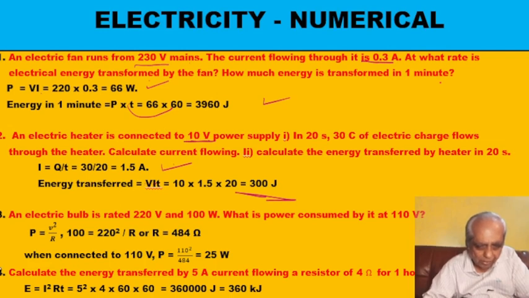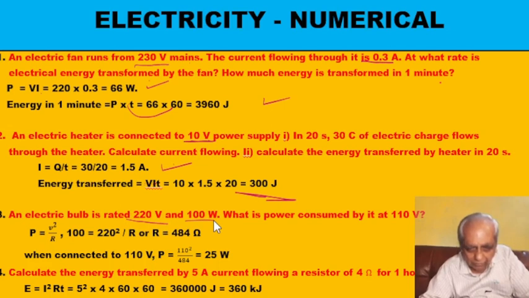Is it all right? So we'll go to the third sum. An electric bulb is given with the rating 220 volt and 100 watt. It asks what is the power consumed at 110 volt. So I should first find the resistance, because the resistance of the bulb will remain the same. Power is V square upon R. Power is 100 watt, voltage is 220, so I'll get the value of R.